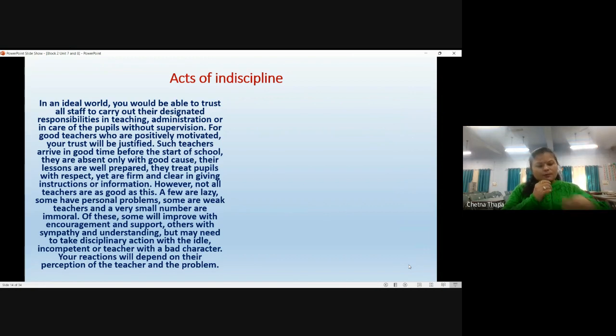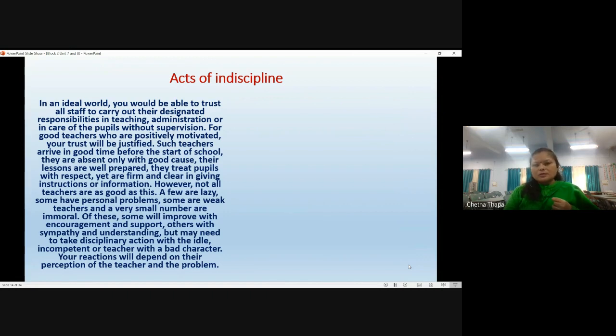This is only done by the good teachers who are positively motivated, and your trust is also justified. Such kind of teachers will arrive in good time before the start of the school. They will not take unnecessary leaves without good causes. Their lessons are well prepared in time, and they treat all the pupils with respect, and they are clear in giving the instructions and information in the classes.